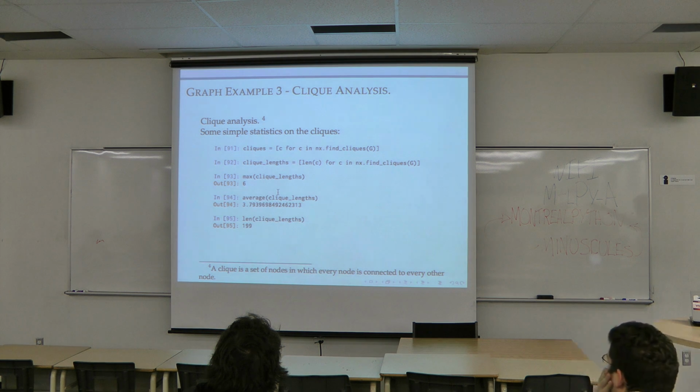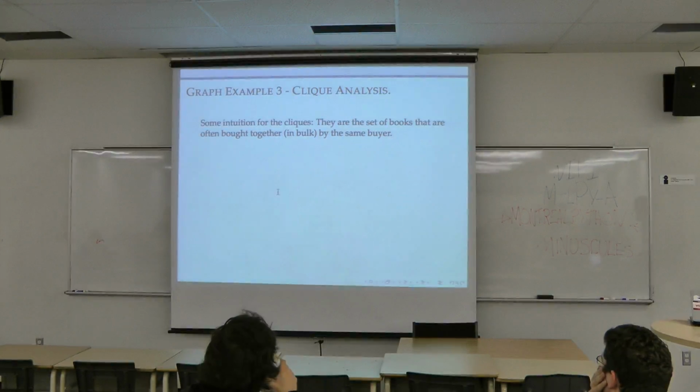And we can get some simple statistics of the cliques. So for example, we can get the maximum clique length, which is 6. So at any point of time, at most 6 books are purchased together in the same checkout in Amazon. And the average clique length is 3.7, so on and so on. And the number of cliques is 199. All right.